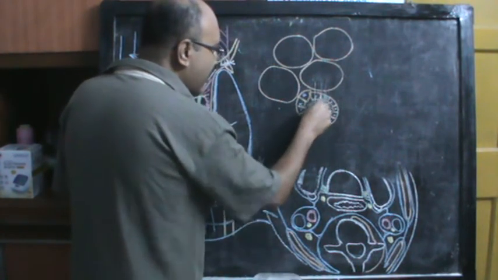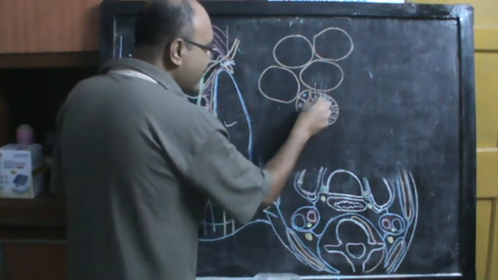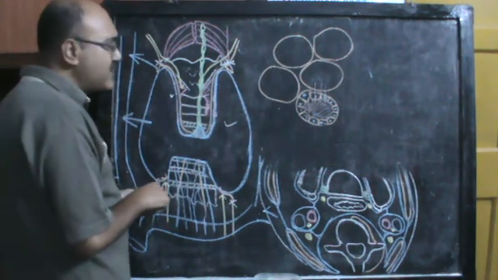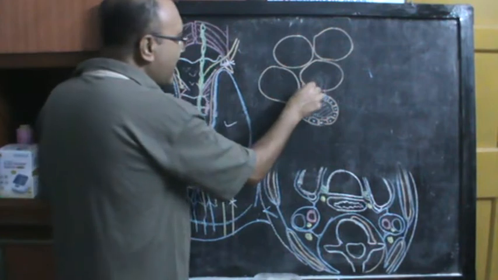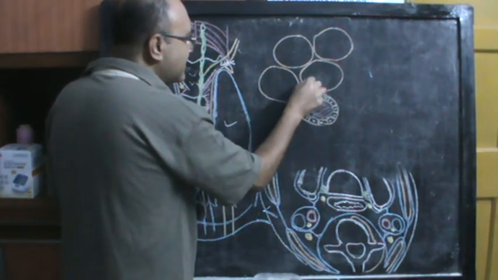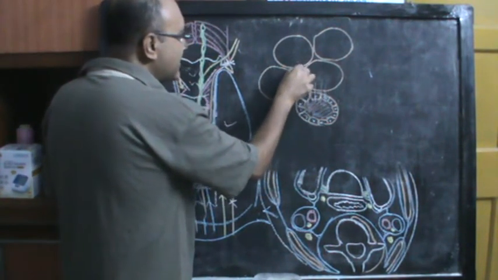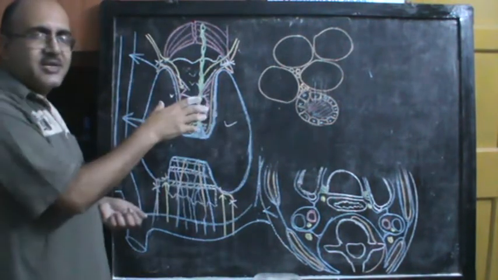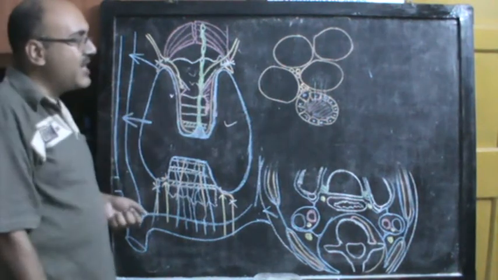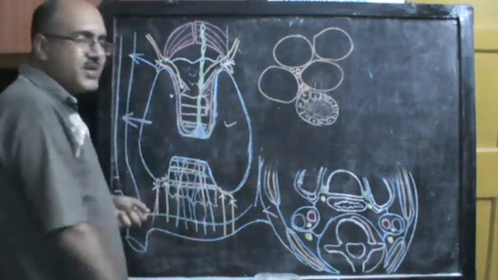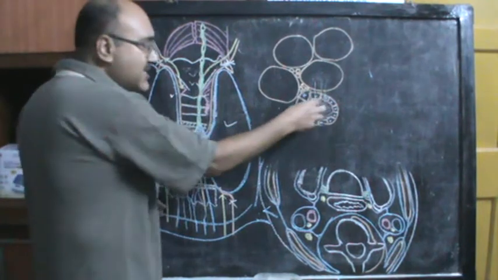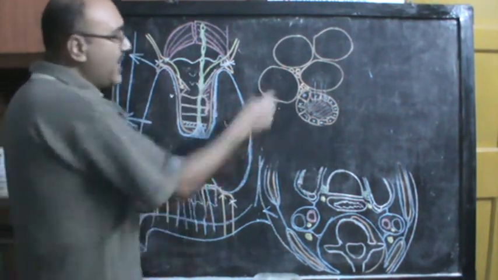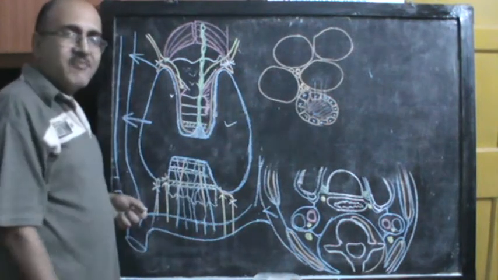So you have a colloid like this in all of these follicles, and in between the follicles you have clusters of parafollicular cells secreting calcitonin. So this is what the thyroid gland looks like. It is a follicular type of endocrine gland. It has follicles with lining cubical to columnar cells, a central lumen containing the colloid of thyroglobulin, and in between the follicles you have the parafollicular cells.